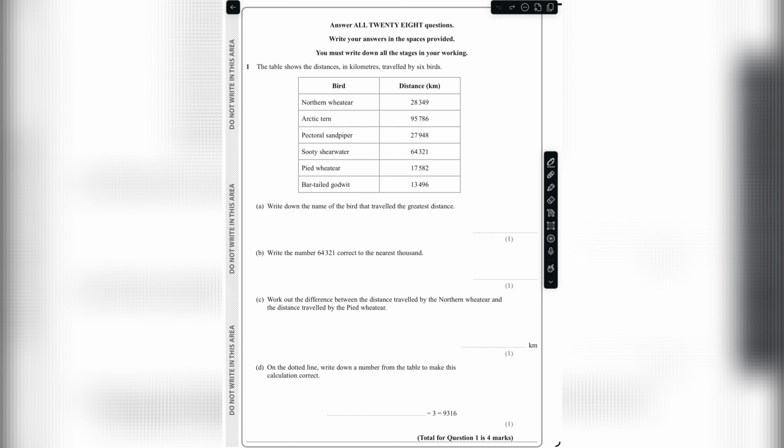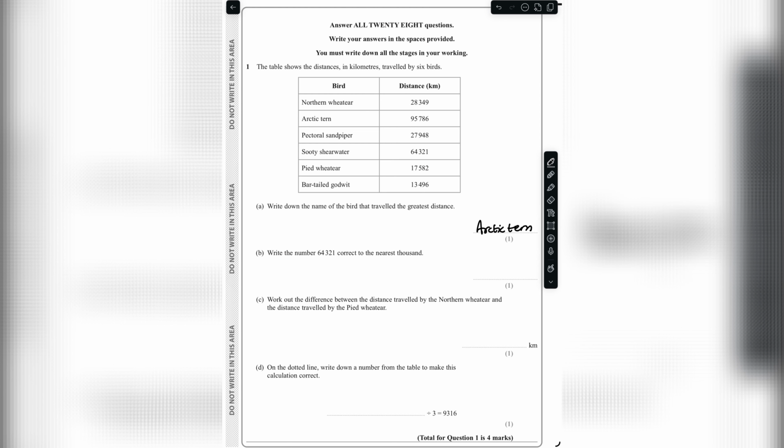In the first question, we are given a table that shows the distances in kilometers traveled by 6 birds. In the first part of this question, we are asked to write down the name of the bird that traveled the greatest distance. So if we look at our table, we can clearly see that the greatest distance traveled is 95,786, and the bird that traveled this distance is the Arctic tern.